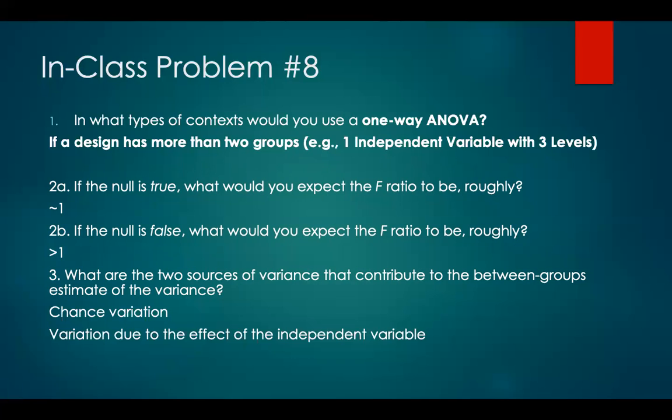And what are the two sources of variance that contribute to the between groups estimate of the variance? Well, one is chance variation, but the other is variation due to the effect of the independent variable.